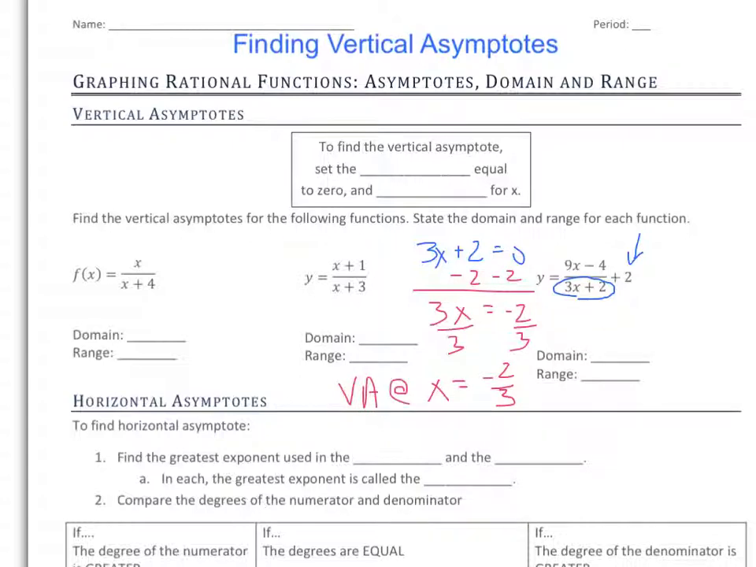So my domain, once again, is all real numbers, x cannot equal negative 2/3.